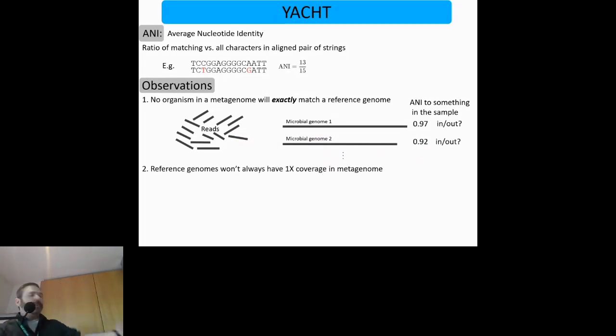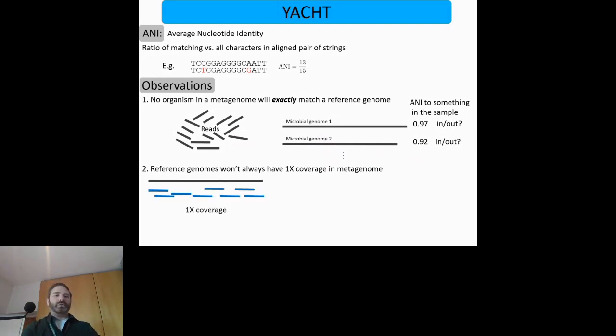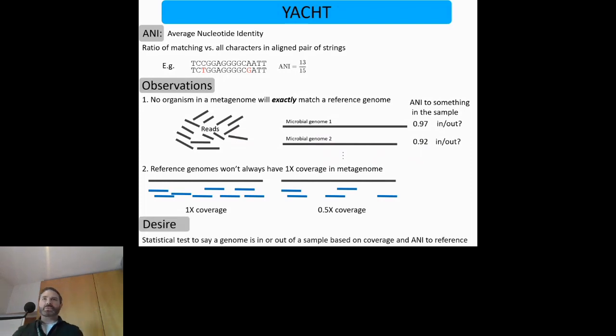The other thing is, since we're talking about the rare microbiome, you aren't going to get 100% coverage. So if you take in the black here, this is a reference genome, and you look at all the reads that have sequenced it, oftentimes, if it's a low abundance organism, you're going to have less than 1x coverage. So what we would like is to have some sort of statistical test to tell us if a genome is present or absent in my sample, and critically, based off of ANI. So you're never going to say this exact genome is present, but you can say something at this ANI or higher is present in your sample.